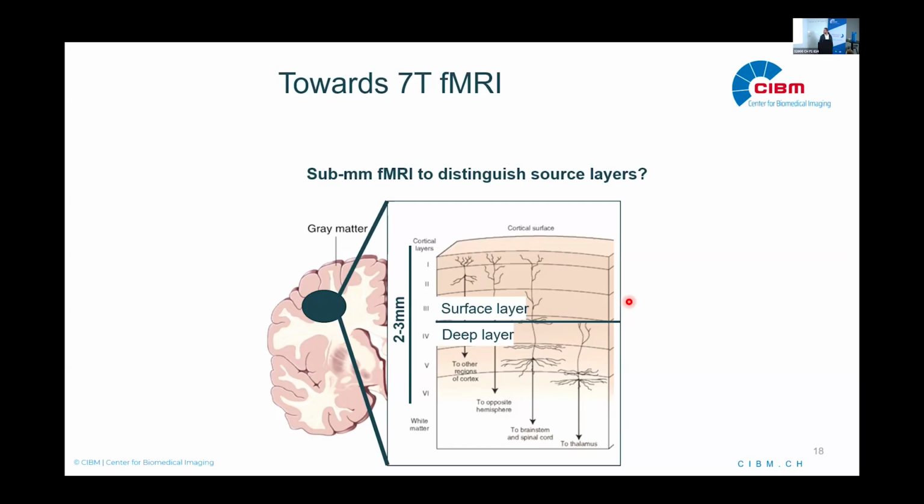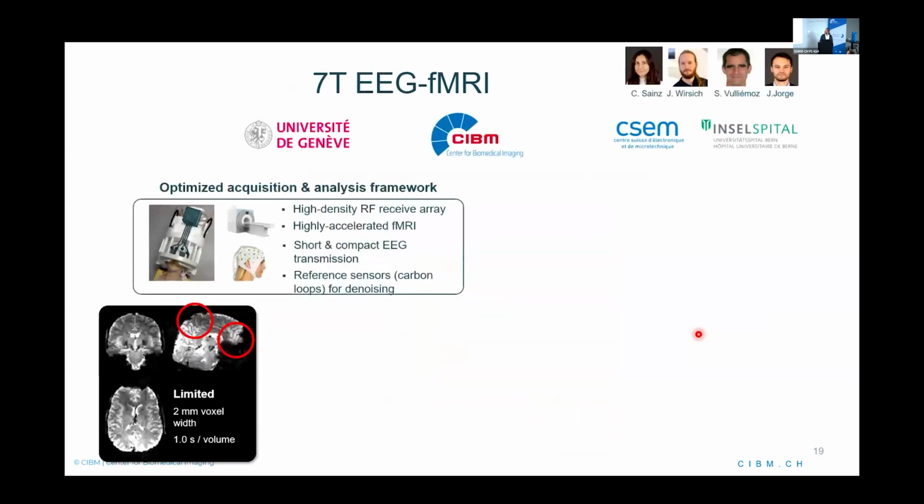But if you want to tap into different layers, you cannot do this at 3 Tesla. Once you go to 7 Tesla, you can go to 0.8 millimeters or more, and then you start to be able to separate those different layers in the brain. This is work spearheaded by Schwal, which we did together in Bern.